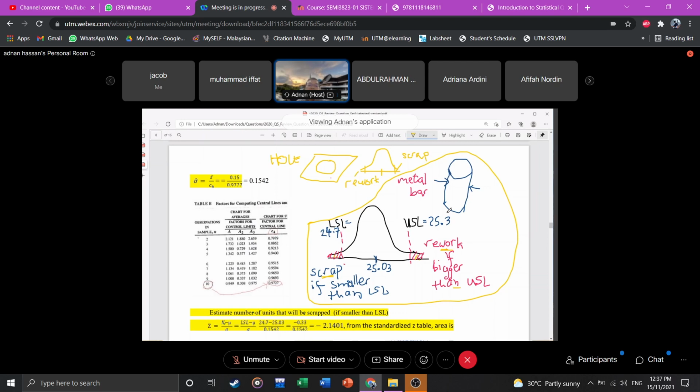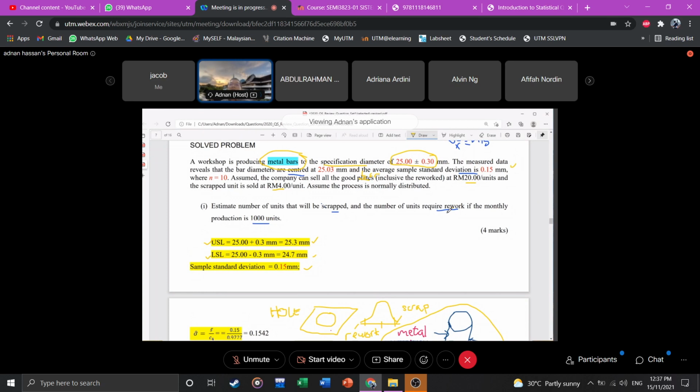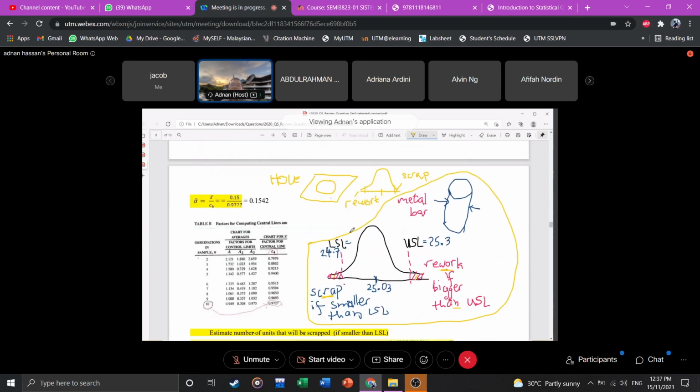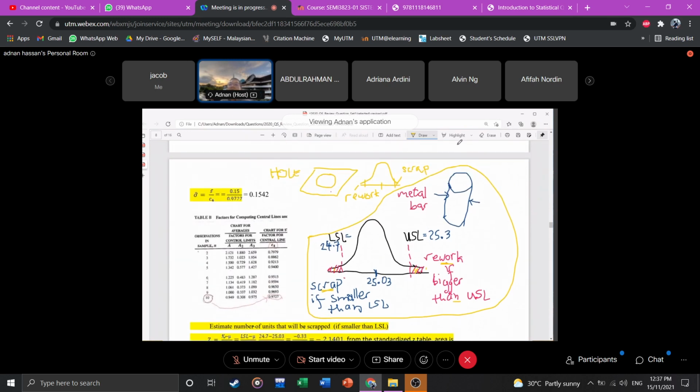Yes, Doctor. All right. So now, based on this question, we want to know the estimate number of units that will be scrapped and the number of units to be reworked if you produce 1,000 units. So now we need to know what is the area of this shaded area. Okay, let me erase this. Okay, go back to the normal distribution here.